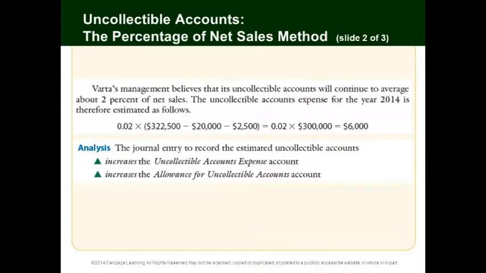And so in the case of Varda, you would estimate for 2014 what the bad debt is going to be. You can see it's 2% times the net amount of the sales minus the discounts minus the returns, and it's about $6,000 that they're expecting to be uncollectible using the net sales method. Again, you can see the journal entries on the slide here, and make sure you check those out in the book.